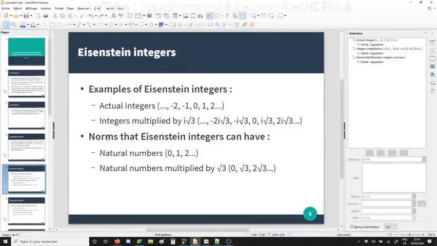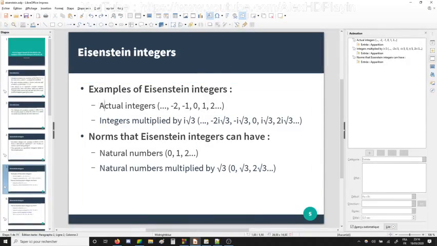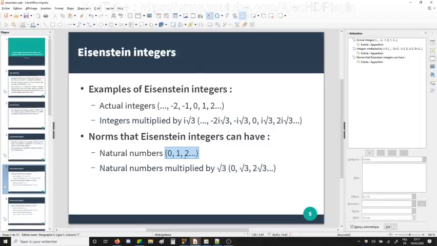And then we have the norms that Eisenstein integers can have. So basically, we can base ourselves on what those examples of Eisenstein integers have as norms, and we will have already a good bunch of what norms Eisenstein integers can have. So we have all the natural numbers, of course.